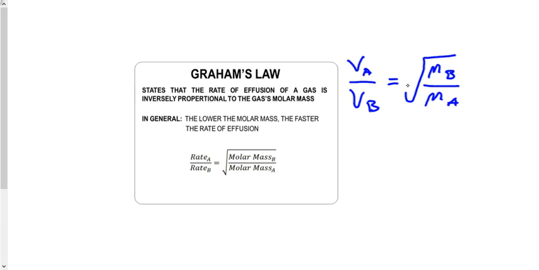You see how this is inversely proportional. The A is on top here, it's on the bottom there, and B is on the bottom here, and it's on the top there. So this is the Graham's law I would like you to copy down, because we're going to be looking at the rates of velocities. Let's look at one example here.